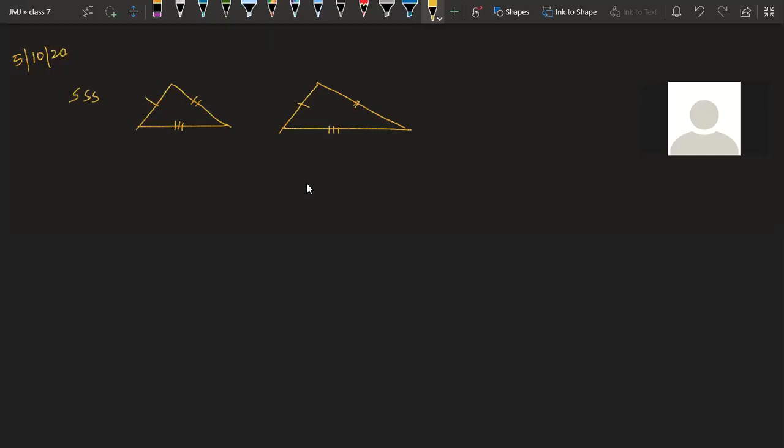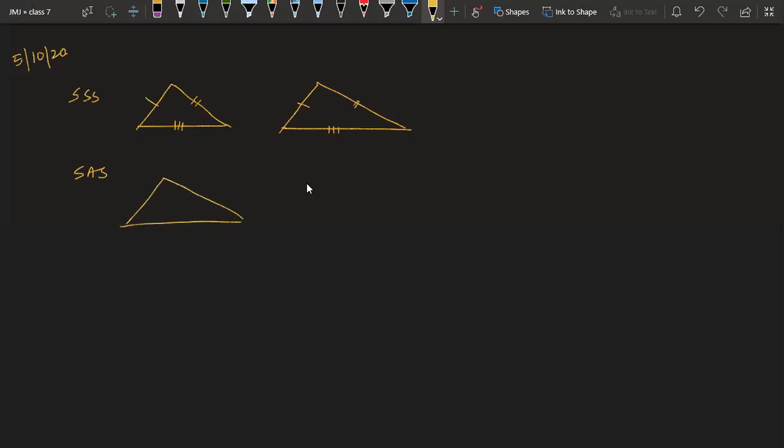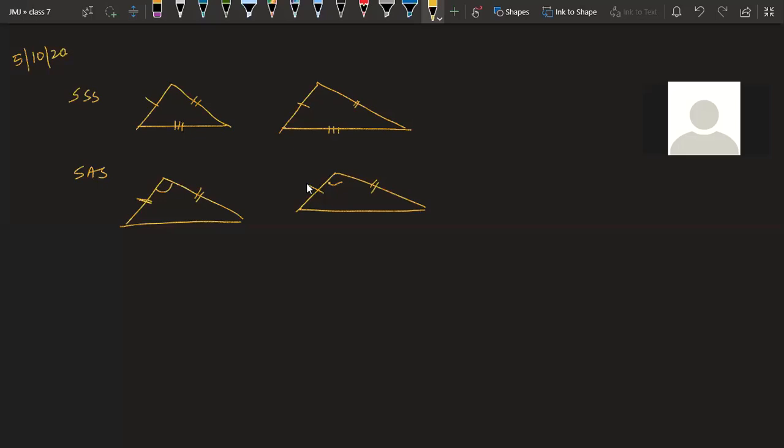Similarly, we have seen the next criteria as side angle side, in which two sides and the including angle, class, if you remember, two sides and the including angle. Suppose this side is equal to this side, and this angle is equal to this angle. So we call this side angle side.